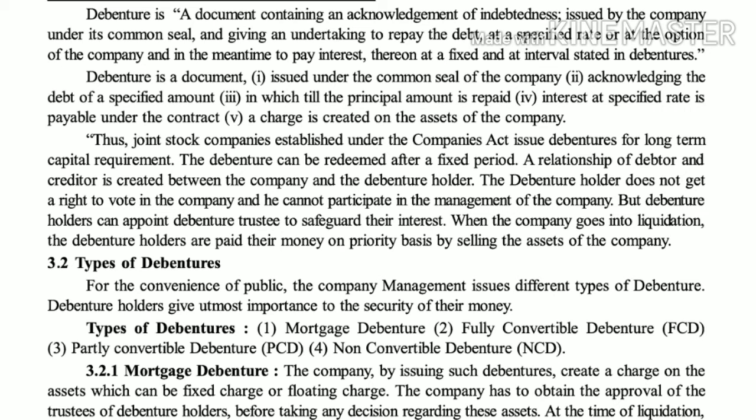Whenever the company is issuing the debentures, it must show that it is indebted towards the debenture holders, who have trusted the company and invested their money in the form of debentures. It is issued under the common seal, as we have discussed, giving an undertaking to repay the debt at a specified rate at the option of the company, and in the meantime to pay interest thereon at a fixed rate and at intervals stated in the debentures.